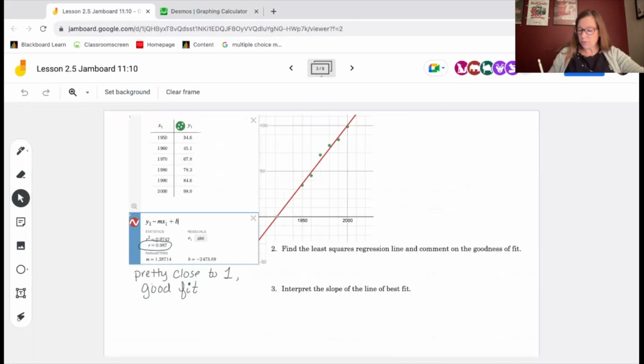Now it's asking for the least squares regression line. Well, now that I know that the linear line is appropriate, notice it gives me my m and my b values. Thus, my equation is y equals my m value, 1.287, times x plus b. Well, in this case, our b is negative, so negative 2,473.89.